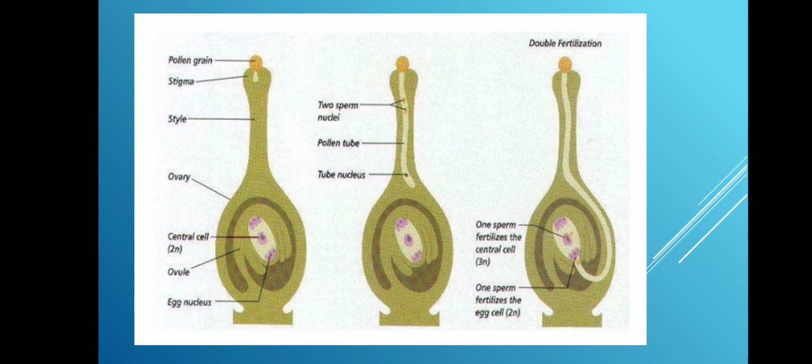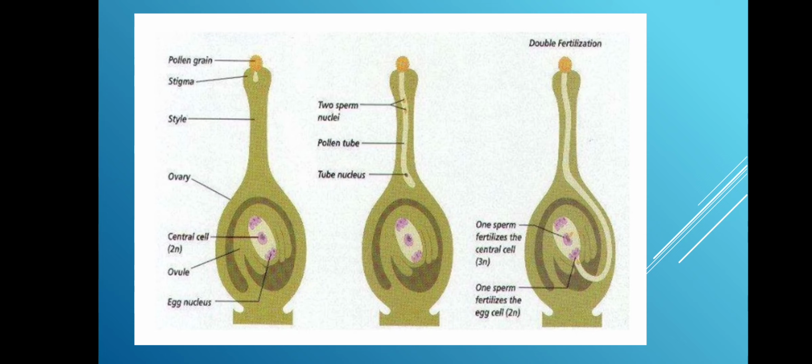So you can see over here in the picture, the pollen grain is on the stigma. In the second picture, you can see the male germ cell. The two sperm nuclei are forming a pollen tube, and it is reaching towards the ovary and the ovule. So this you might generally be asked.